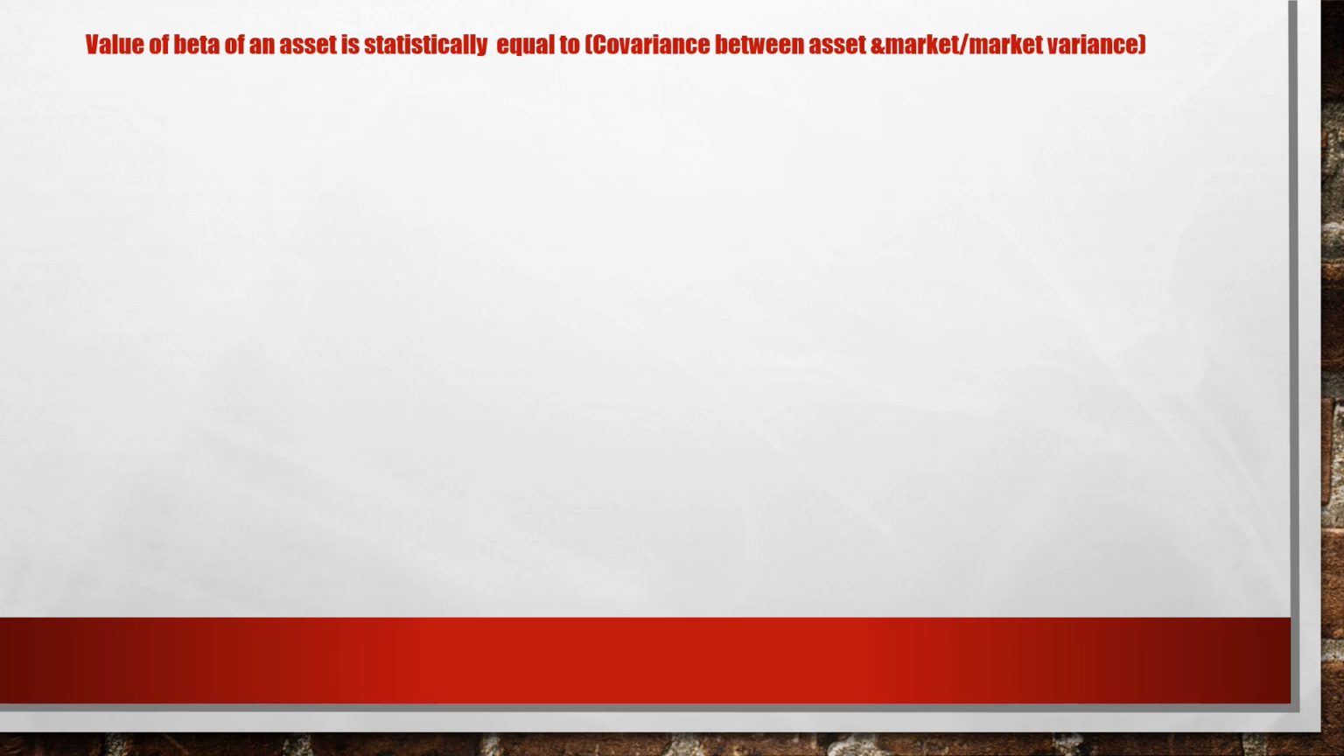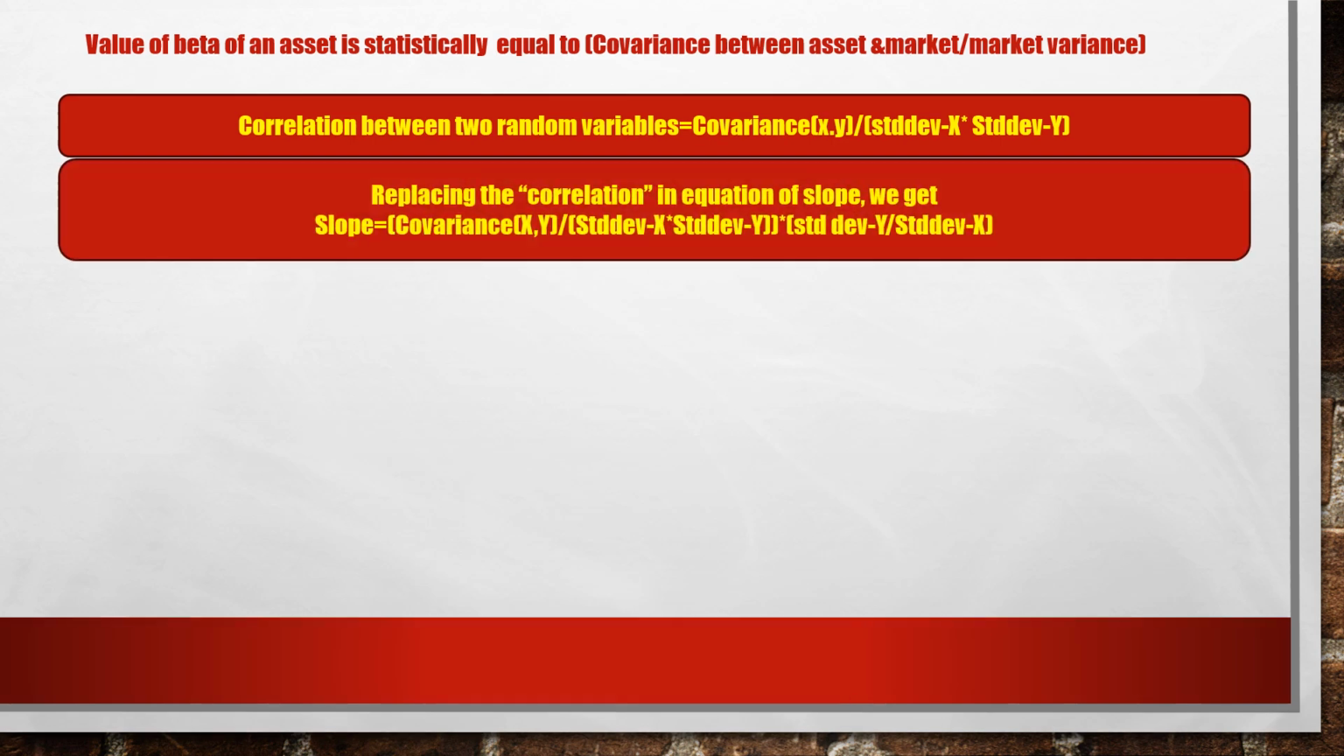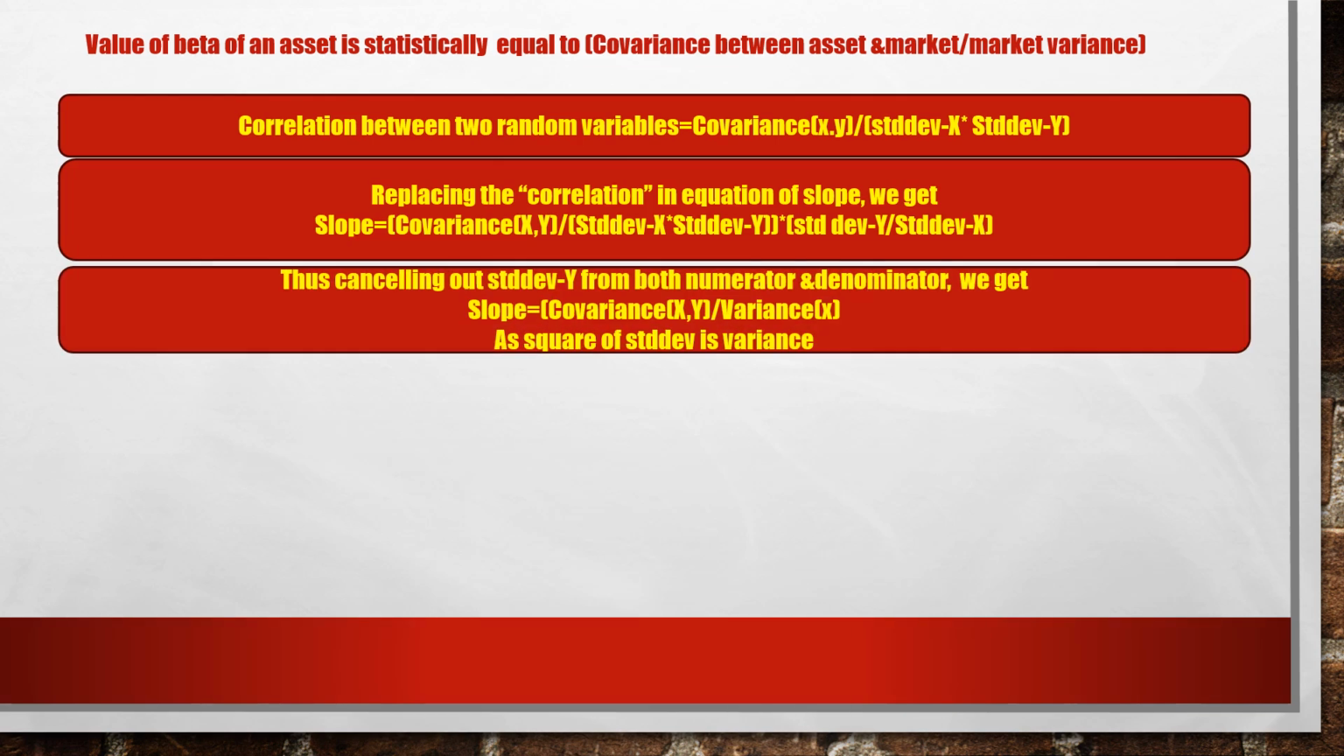The value of beta of an asset is statistically equal to the covariance between the asset and the market divided by the market variance. Correlation between two random variables equals covariance of y and x divided by the standard deviation of x multiplied by the standard deviation of y. Now replacing the correlation in the equation of slope, we get the following formula. Cancelling out the standard deviation of y from both numerator and denominator, we get: slope equals covariance of y and x divided by variance of x, as the square of the standard deviation is the variance.